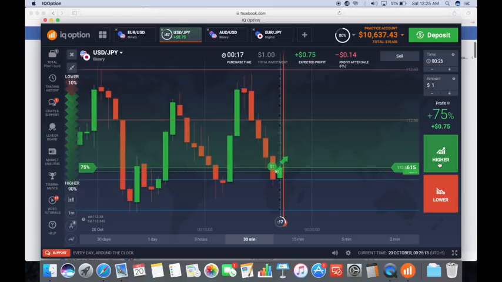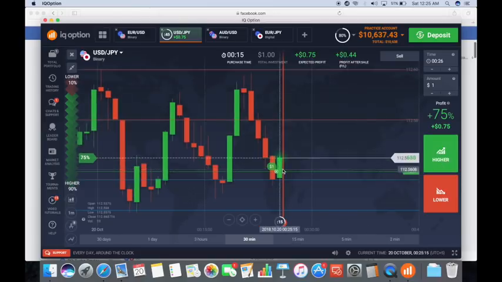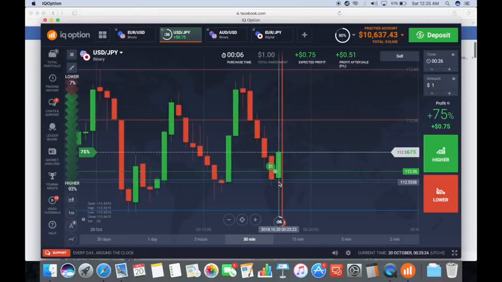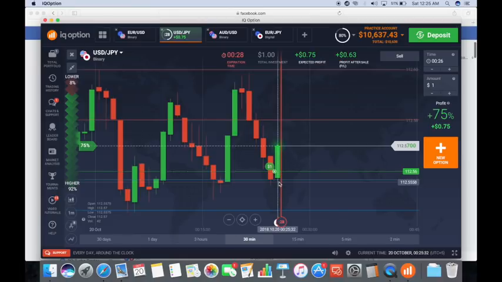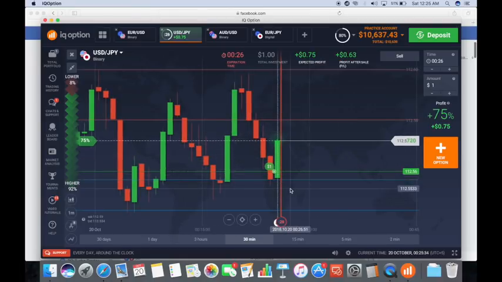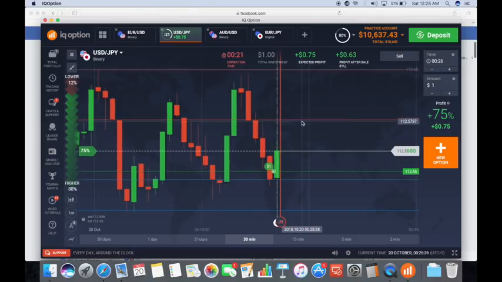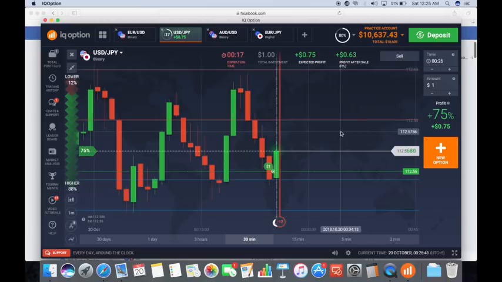A little pullback. You see how beautifully it rejected from this demand zone. So now you see the perfection. I mean, that's the difference. No indicators, no bullshit, just simply lines, two lines, and all kind of fading there.